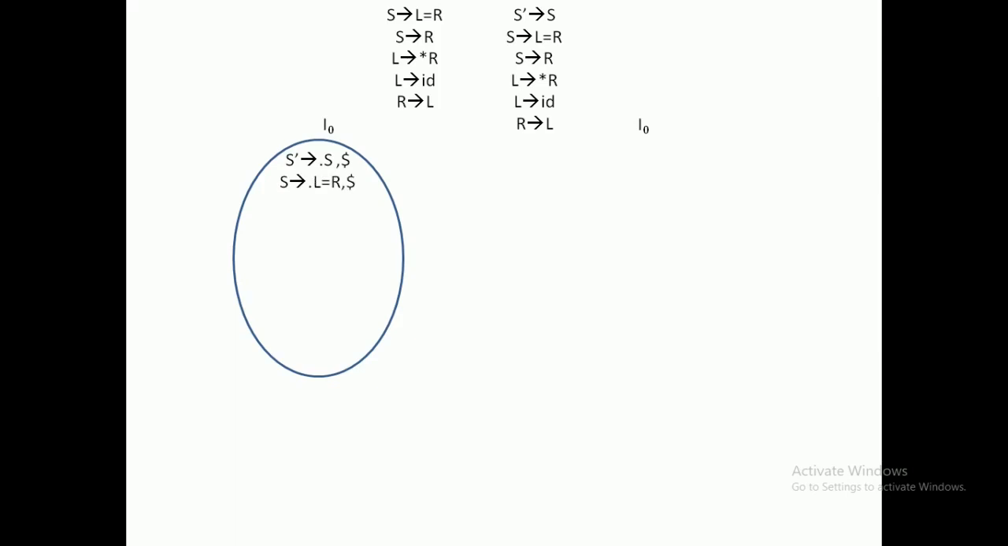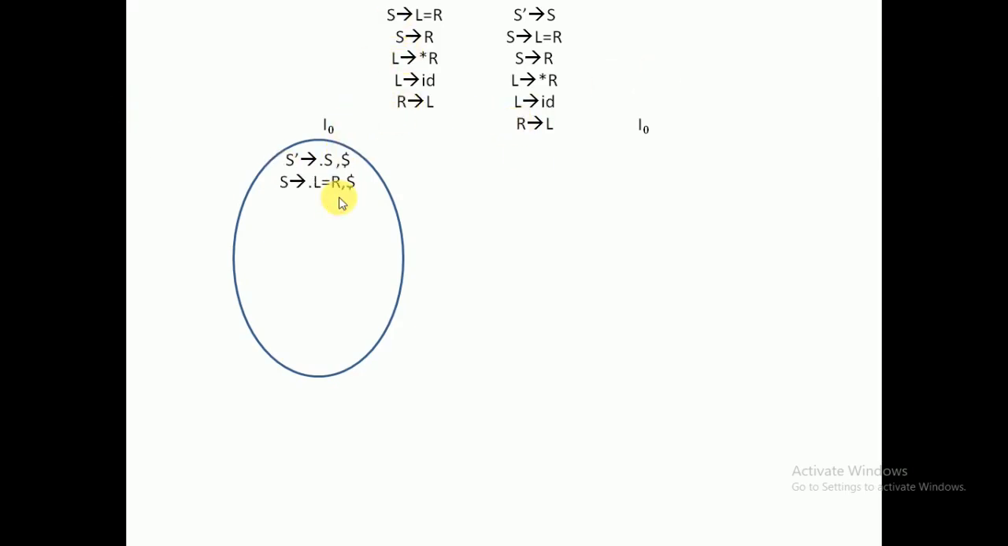Next, the dot is in front of S. How are the rules interpreted in the LR(1) item set? Since the dot is in front of S, we derive the respective closures. What are the closures of S? Nothing but the productions derived by S. The productions derived by S are S derives L equals R, and S derives R. So the dot is in front of S, and we have to write the closures of S, which are derived from S.